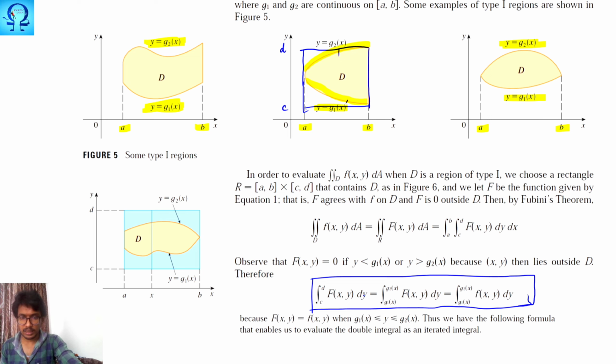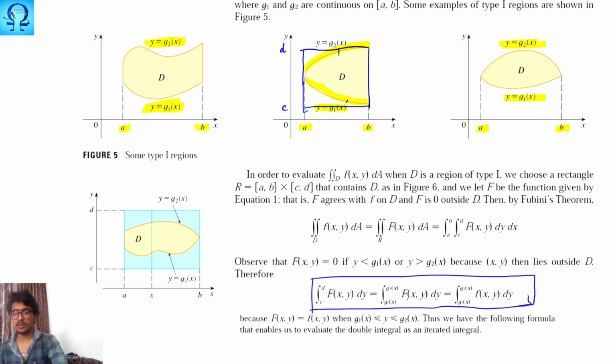Okay, using that idea, integral c to d f of x y dy becomes integral g1 of x to g2 of x big F of xy dy, and that variable is what? That variable is integral g1 of x to g2 of x small f of xy dy. Okay, just a minute. Yeah, so this is what we have.